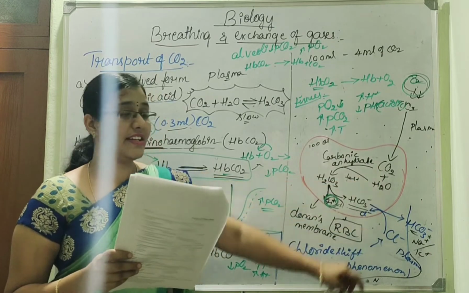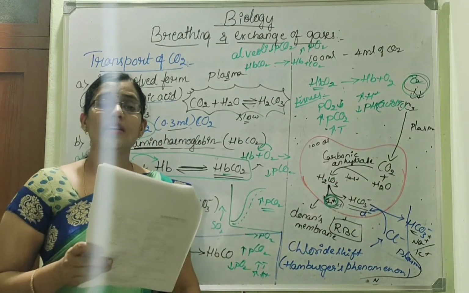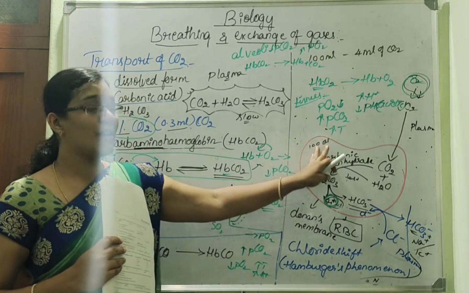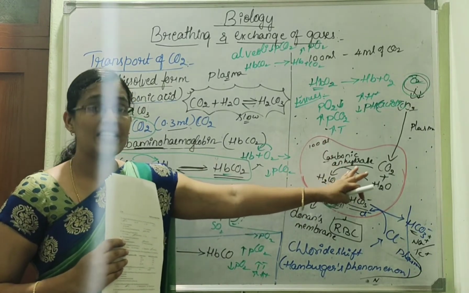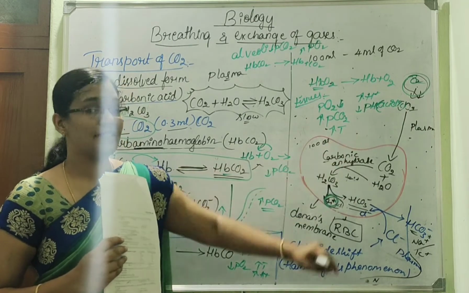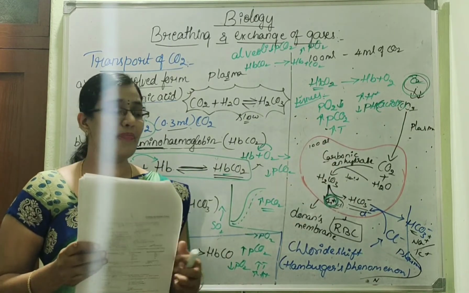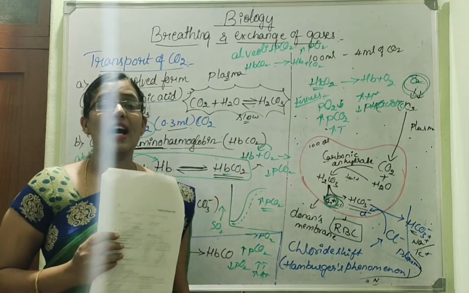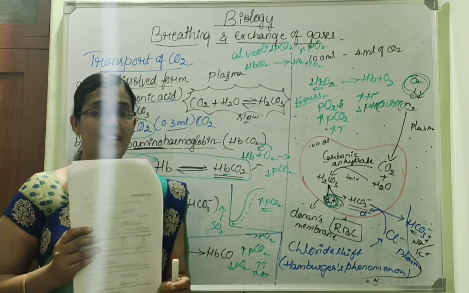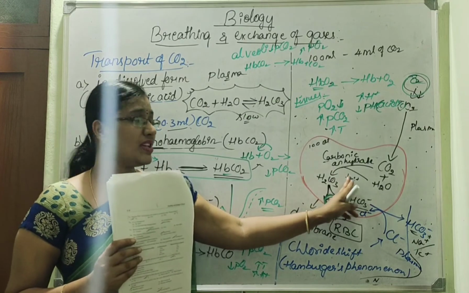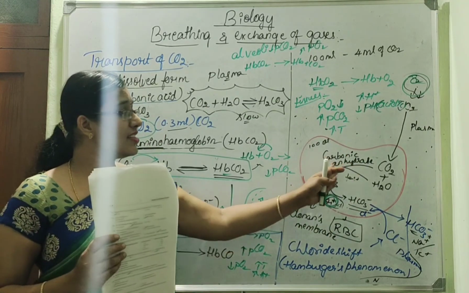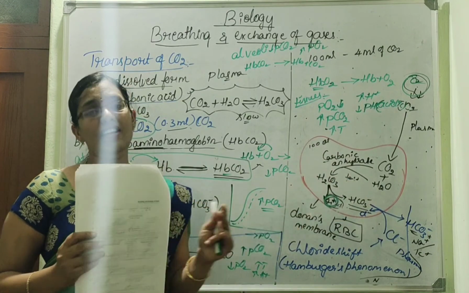So carbon dioxide combines with water to form H2CO3 at a faster pace. It is 1000 times more inside the RBC, and less inside the plasma, because inside the plasma a very small amount of carbonic anhydrase is present, whereas inside the RBC this catalyst is present in more amount, and thus it catalyzes the reaction at a much faster pace.